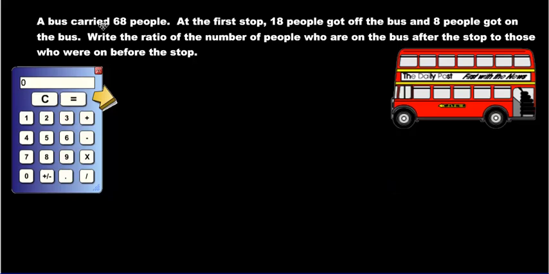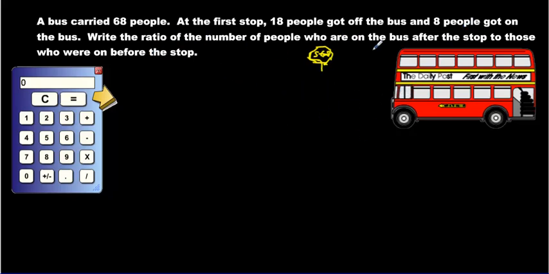We have a bus carrying 68 people. At the first stop, now look, you may want to stop this video right now and challenge this on your own. Otherwise, I'm going to keep going. At the first stop, so we have a stop sign, bus. I can't draw an octagon for the life of me. Let's say that's a stop sign. Bus stop. 18 people got off the bus. 18 people got off. And 8 people then got on.